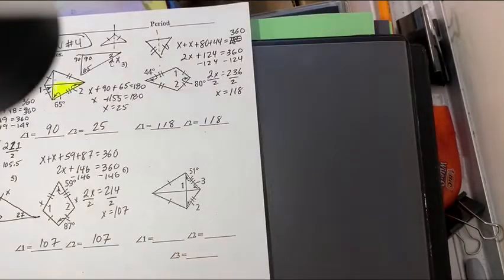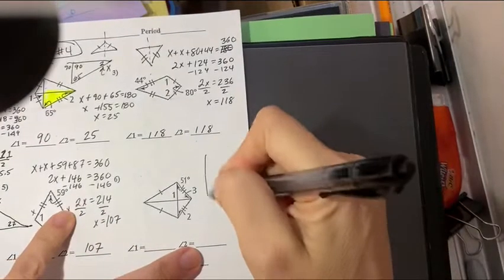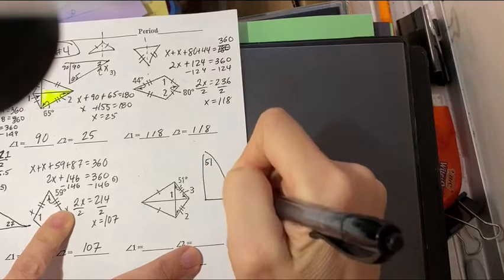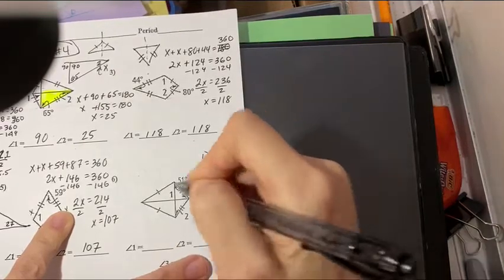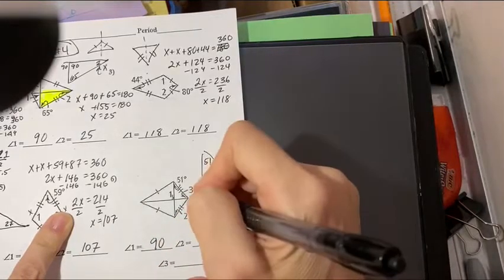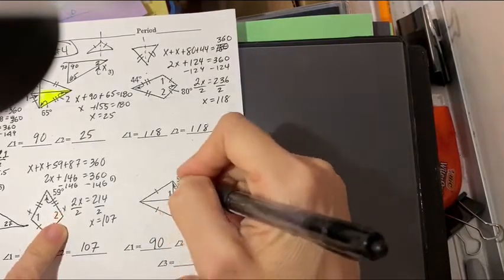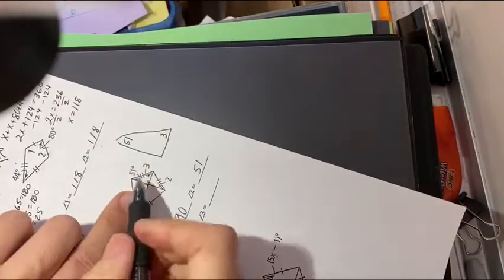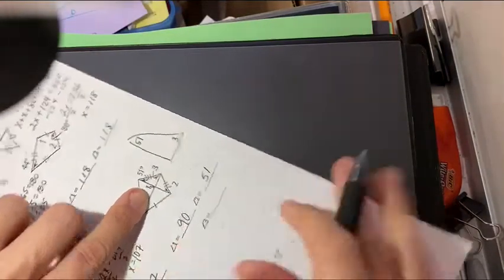All right, question 6. We've got, I'm going to draw the triangle bigger. We have this angle up top is 51. This angle they're calling angle 3. Angle 1 has to be this 90 degrees. Angle 2 would also have to be 51 because of what we said last time. So if that's 51 degrees, that's 51 degrees.